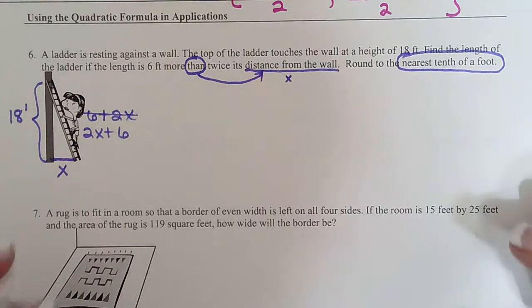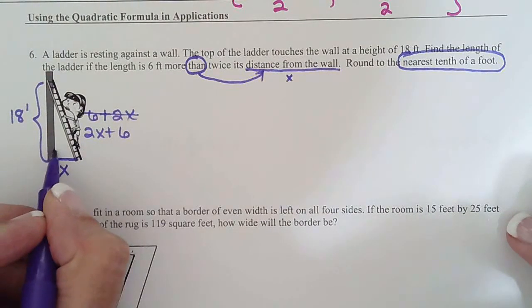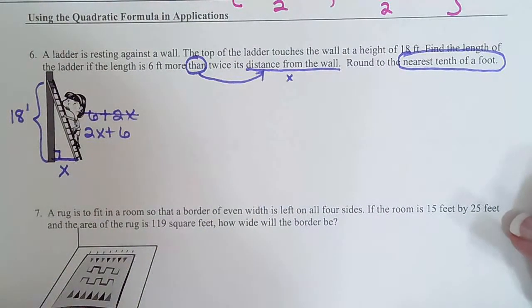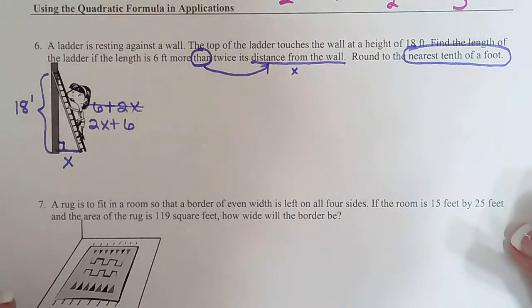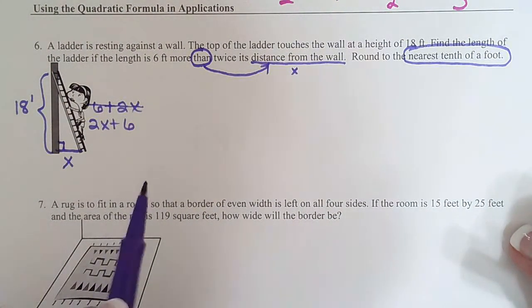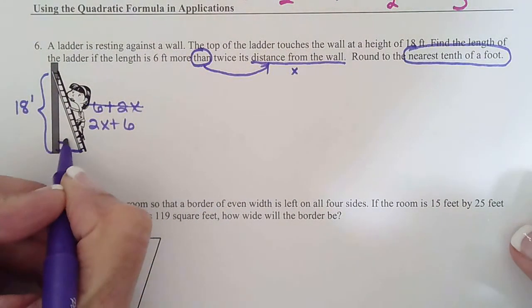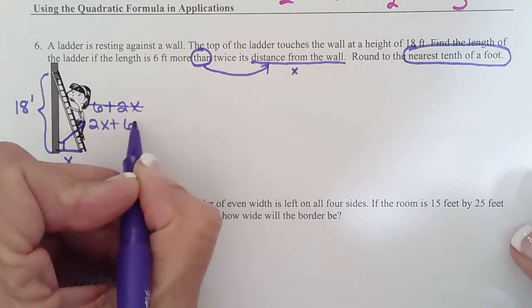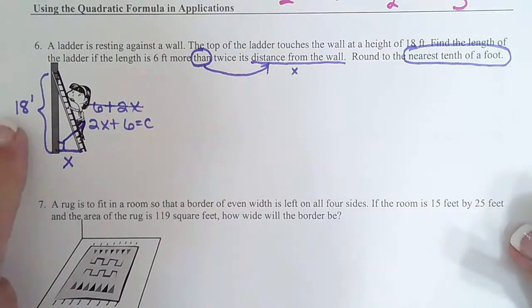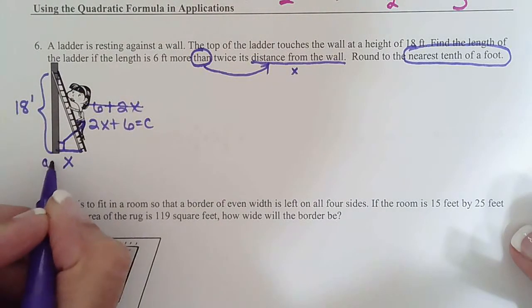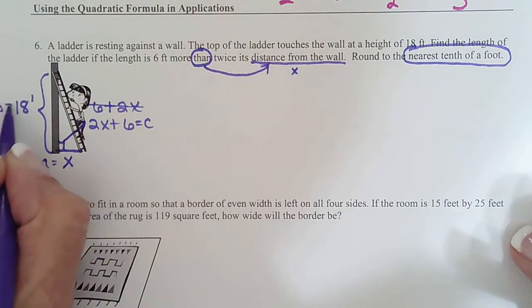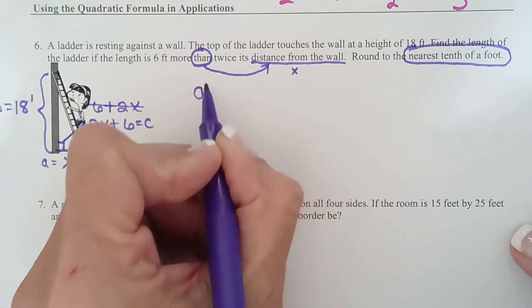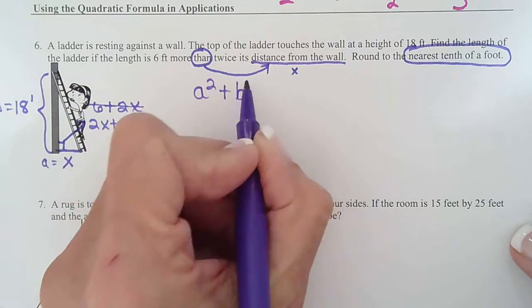Remember the Pythagorean theorem from the last chapter? A squared plus B squared equals C squared. So first we have to find C. So this is our C. And remember how it doesn't matter which ones of these are A and B, so I'll just call this one A and this one B. So let's write our theorem. A squared plus B squared equals C squared.